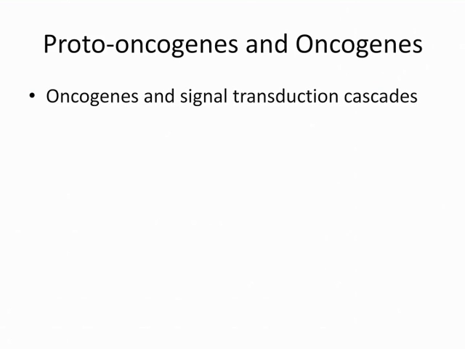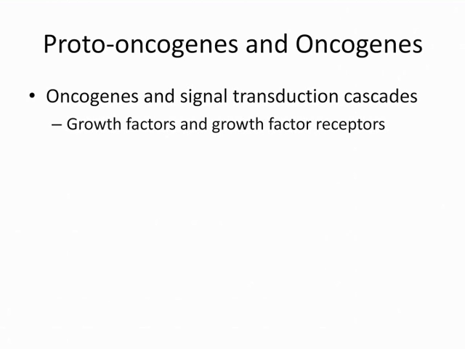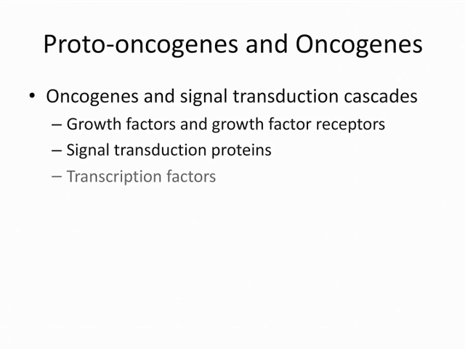So learning objective 4 is knowing the role of proto-oncogenes and oncogenes in signal transduction and cell cycle progression. So oncogenes in the signal transduction cascades are growth factors and growth factor receptors, signal transduction proteins, and transcription factors, and we'll be talking about those in the next few slides.